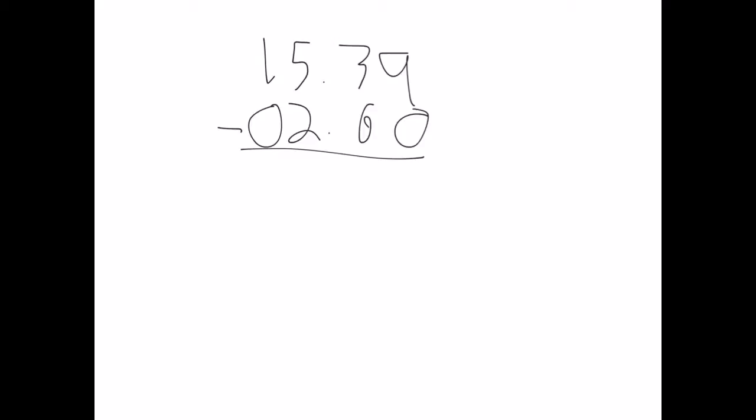Now, since it's subtraction, 9 minus 0 is 9. Then 3 minus 6, but you can't do that, so 13 minus 6 is 7. Put your decimal point down. 5 minus 2, 4 minus 2 is 2. So 2.79.